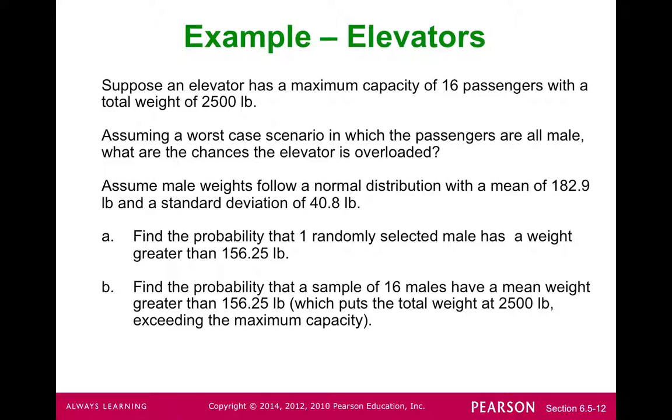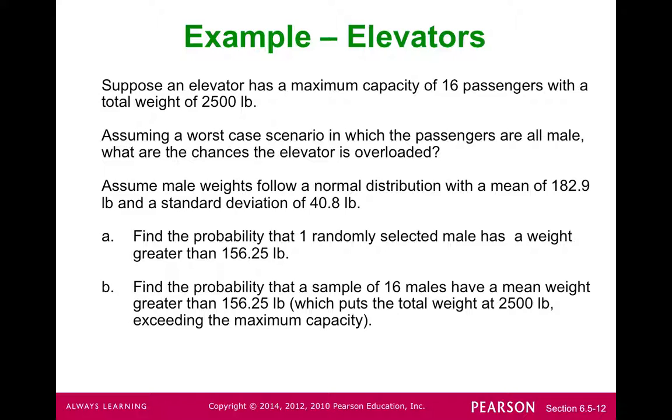So this problem is about elevators. Suppose an elevator has a maximum capacity of 16 passengers with a total weight of 2,500 pounds. Assuming a worst case scenario in which the passengers are all male, meaning that they're probably heavier, what is the chance of the elevator being overloaded? And we're told to assume that male weights follow a normal distribution with a mean of 182.9 pounds and a standard deviation of 40.8 pounds.